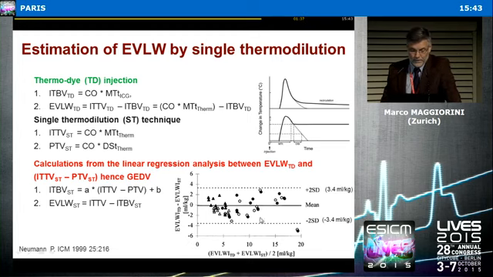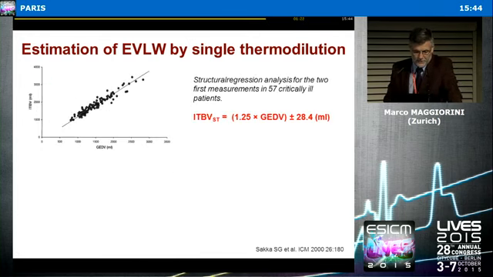And he could show in an animal model that this was quite a good relationship, and he could predict extravascular lung water using a single dilution technique with small confidence standard deviations. And it's thanks to the work of Sakka at the beginning of this century that this technique became available in our ICUs and was validated.